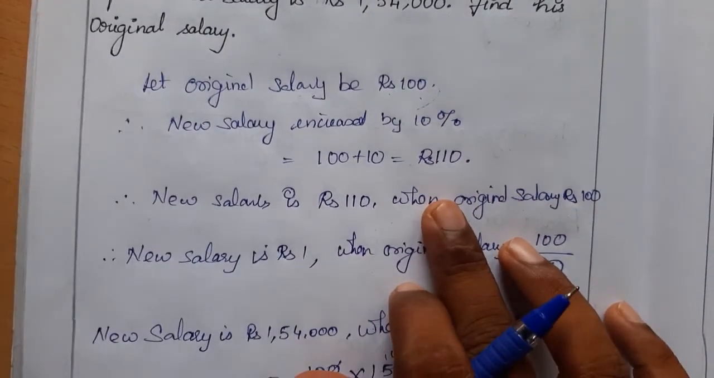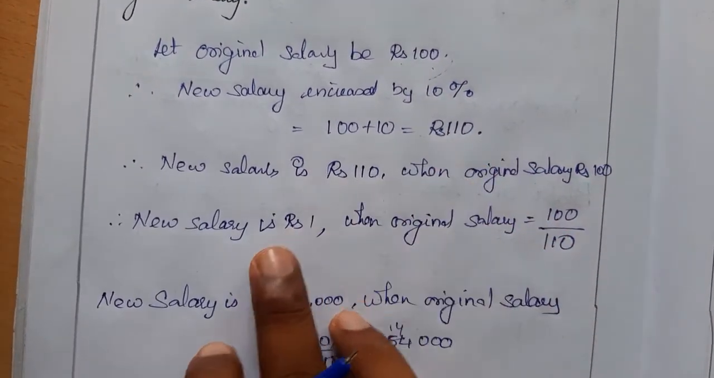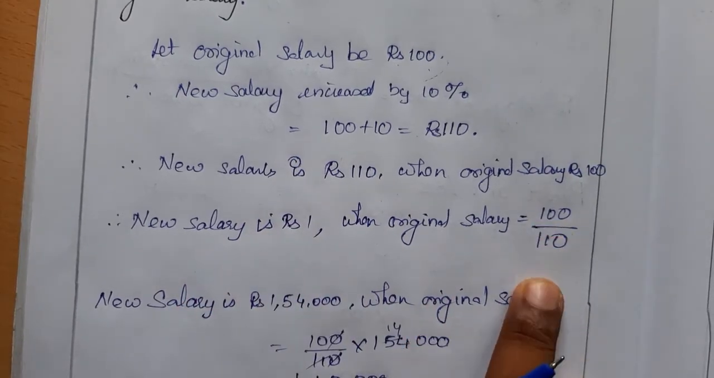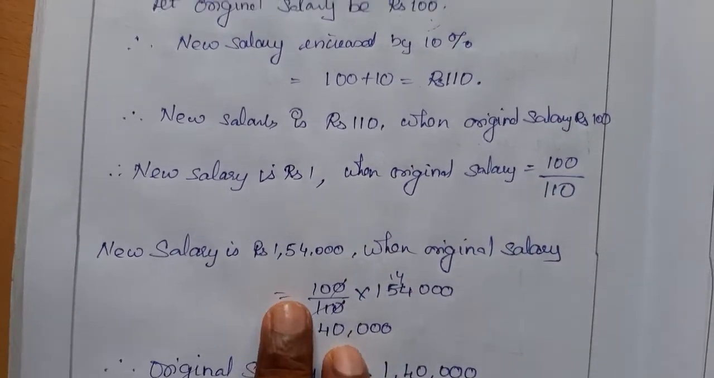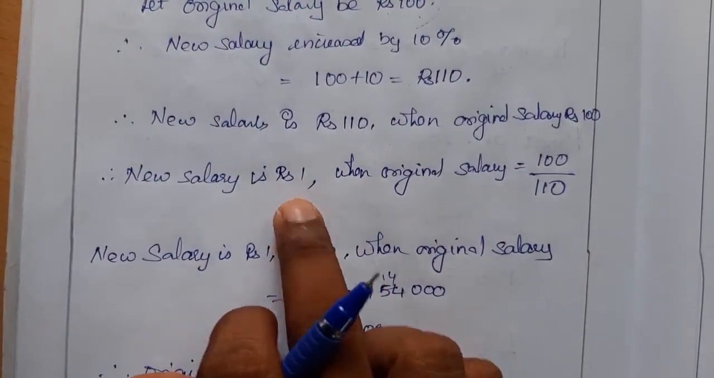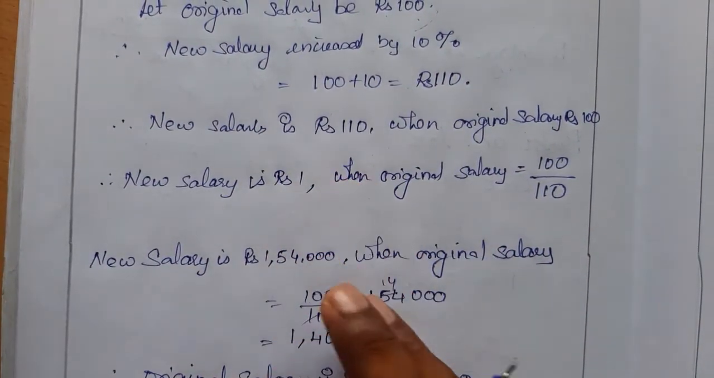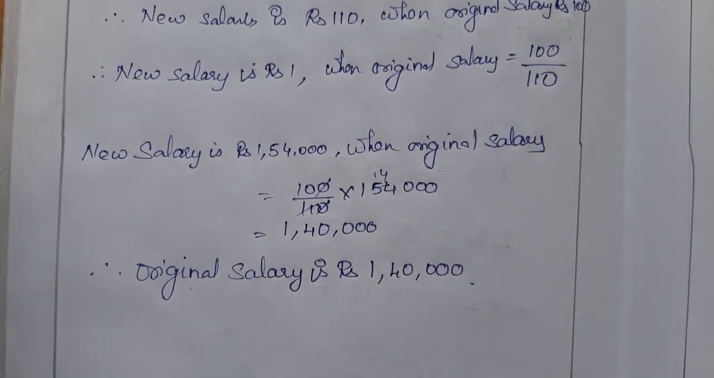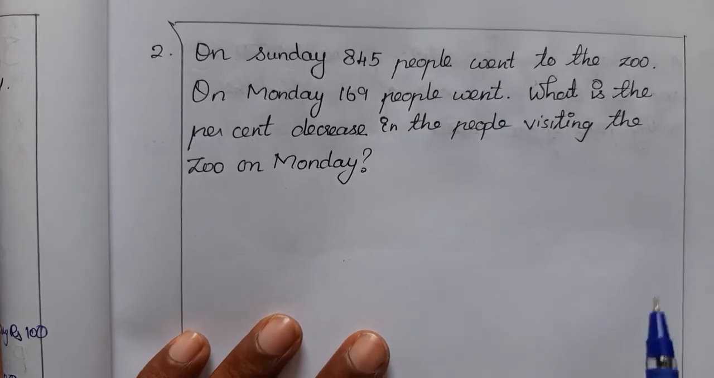So first we are considering 100. So with 10% they will be getting 110. From that we are going to consider if the new salary is 1 rupee, how much is the original salary? It is 110. And the question is for 1,54,000. If we know for 1 rupee, then for 1,54,000 we just have to multiply, right? And we have multiplied and simplified and found it as 1,40,000. So here we go for the next problem.